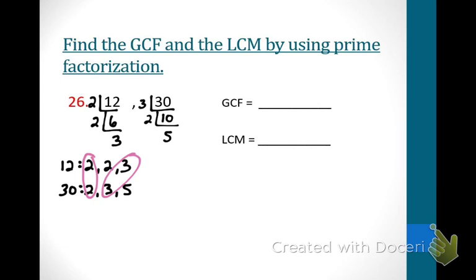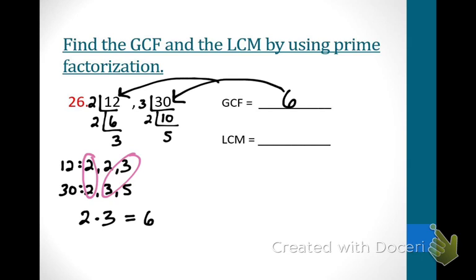Now, what happens to those 2? You drop them down. The two become one number. What is 2 times 3? 6. What is 6? The GCF. That is my GCF. Remember, greatest common factor. Can this 6 fit into a 30 and into a 12? Yes, it can fit into it, and that's the greatest number that fits into both of them.